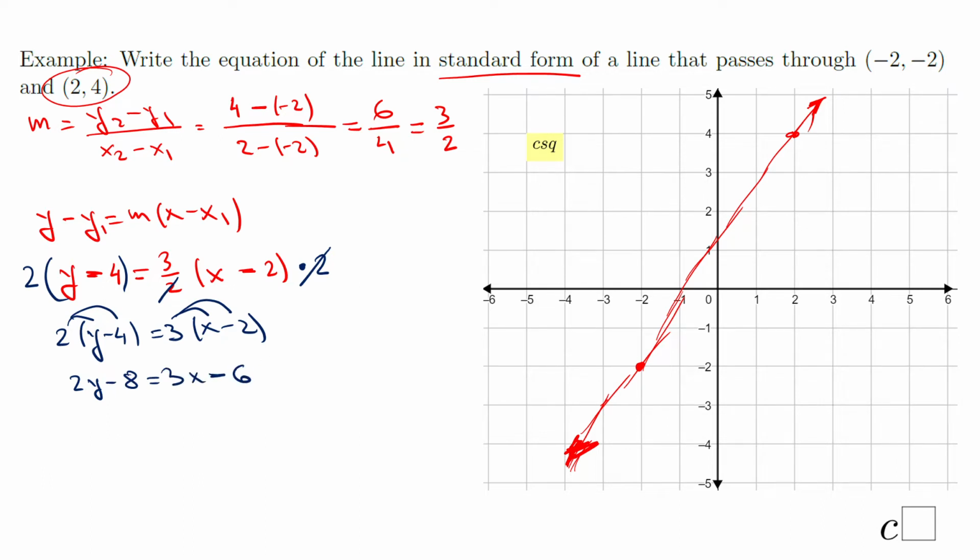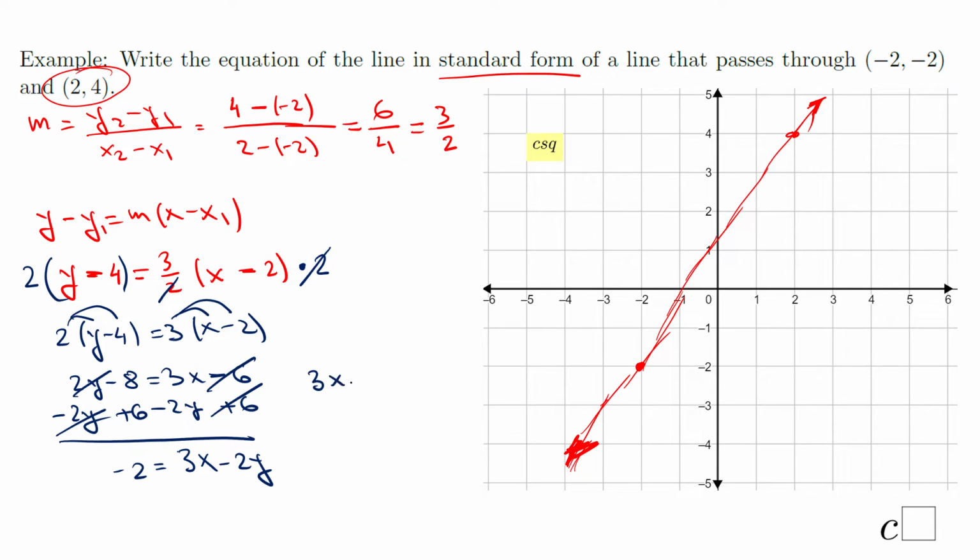And remember the standard form, ax plus by equals c. Since a needs to be a positive number, I will subtract 2y. I think it's better to approach it this way. Now this gives us on the right side 3x minus 2y. But we also want to get rid of this minus 6, so I'm going to add 6 on both sides. So I'm going to have -8 plus 6, that is -2. The standard form of this line that goes through these two given points is 3x minus 2y equals -2.